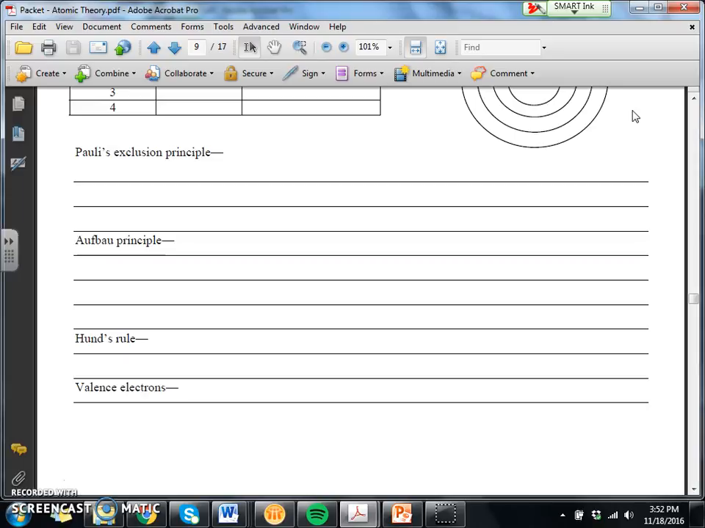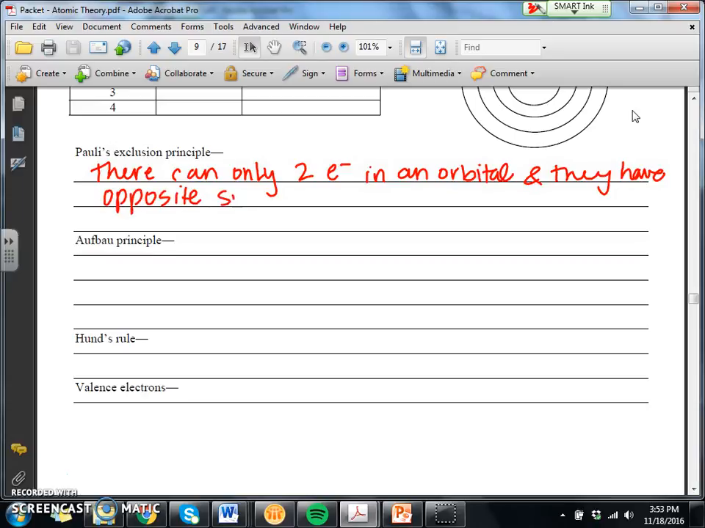Now the Pauli exclusion principle says that, well, let's write it out. It says that there can only be 2 electrons in an orbital, and they have to have opposite spins. Opposite spins means they have to face different directions. One can spin clockwise and one can spin counterclockwise, but they have to have opposite spin.